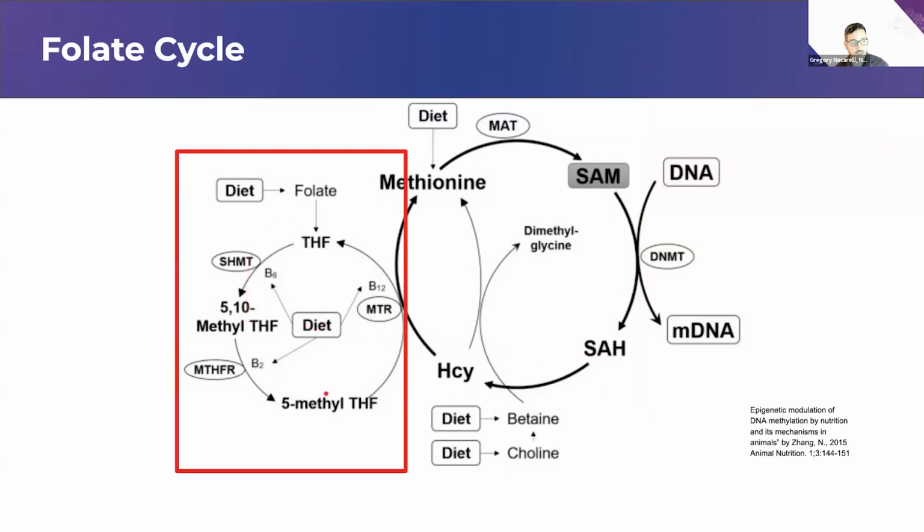This is the part of the cycle that actually generates methylated folate. So with this, we have folate being converted into tetrahydrofolate. Tetrahydrofolate is converted into 5,10-methyl tetrahydrofolate. And then with the help of the MTHFR enzyme, it is converted into 5-methyl tetrahydrofolate. And so we have production of basically this methylated folate. We also have homocysteine being converted into methionine.